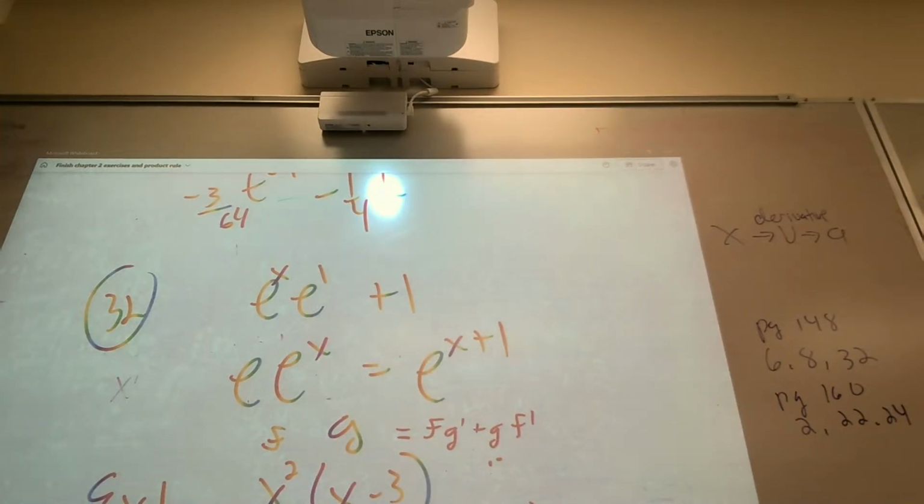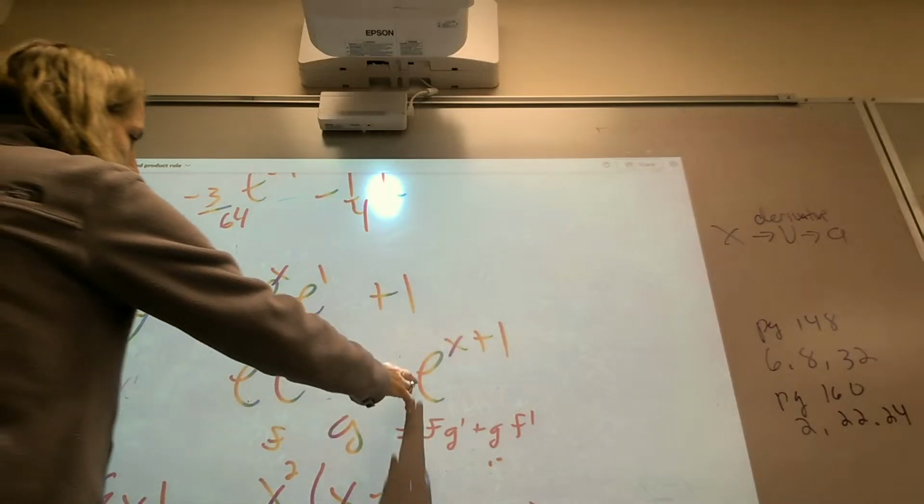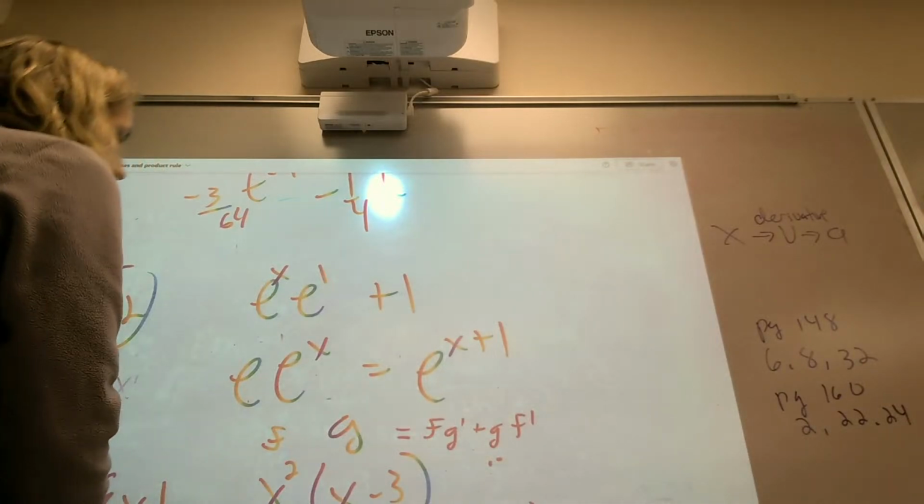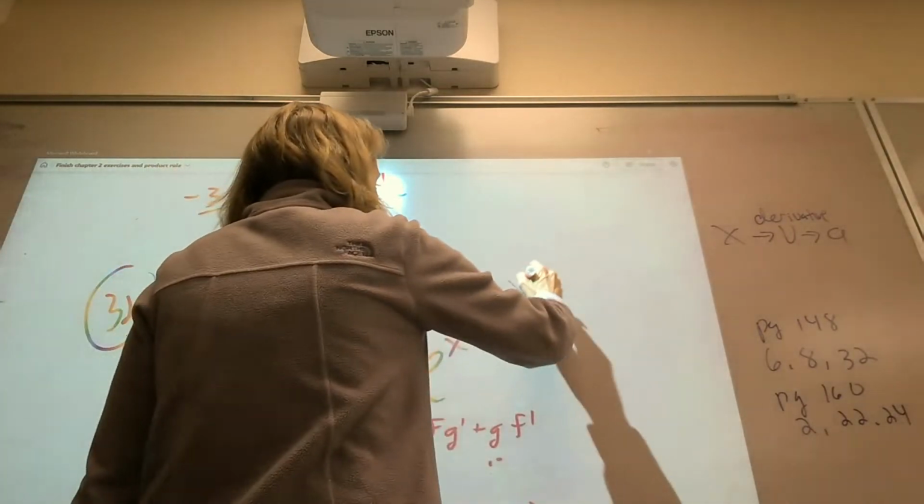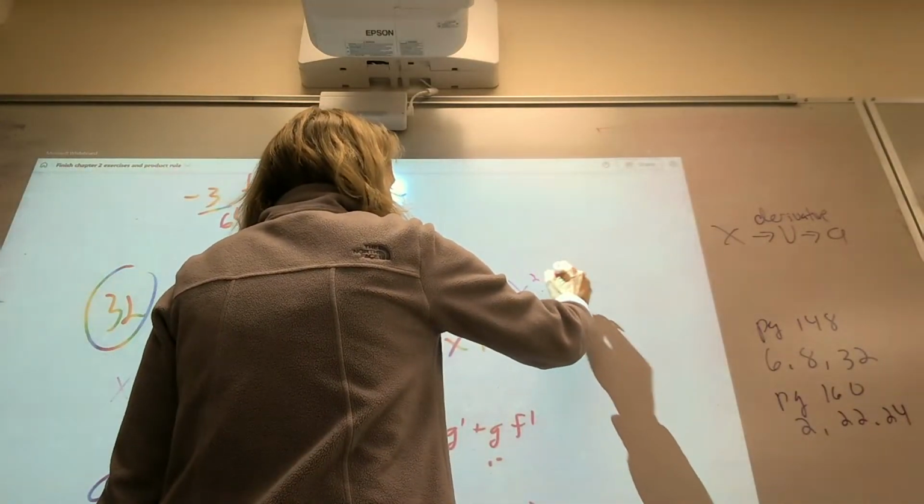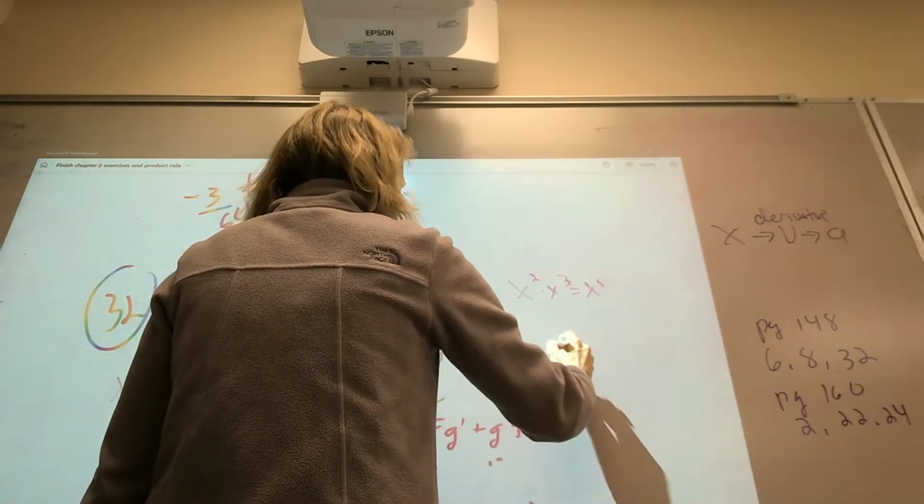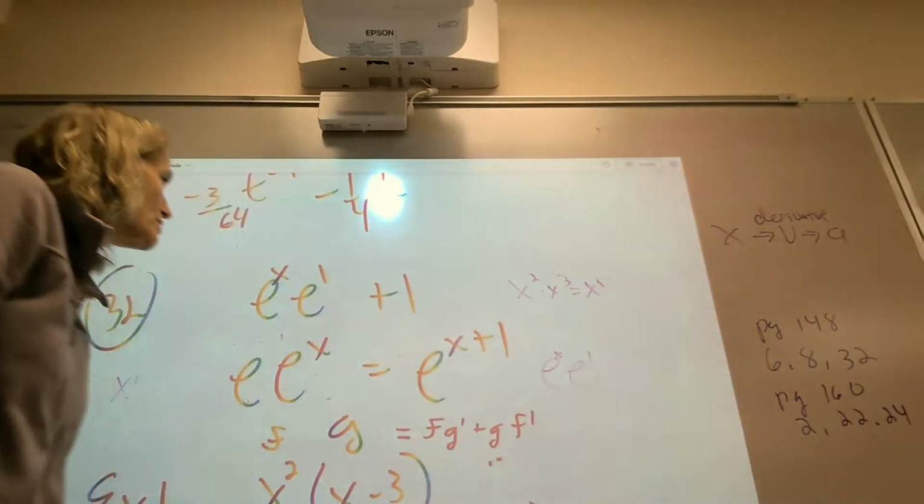32, you had to understand this one, e to the x plus 1 plus 1. e to the x plus 1 is the same thing as e to the x times e to the 1. Remember how we have like x to the 2 times x to the 3 is x to the 5th? So this is the same thing as e to the x and e to the 1.